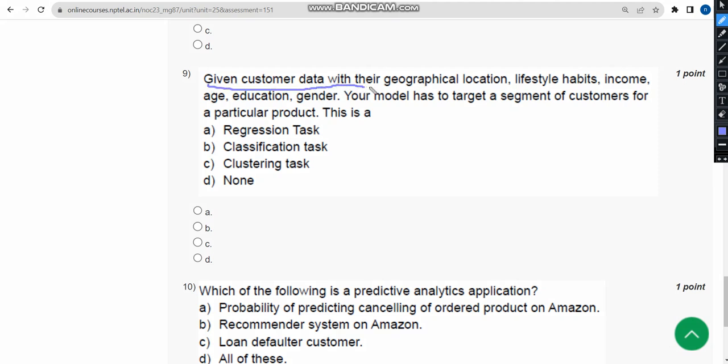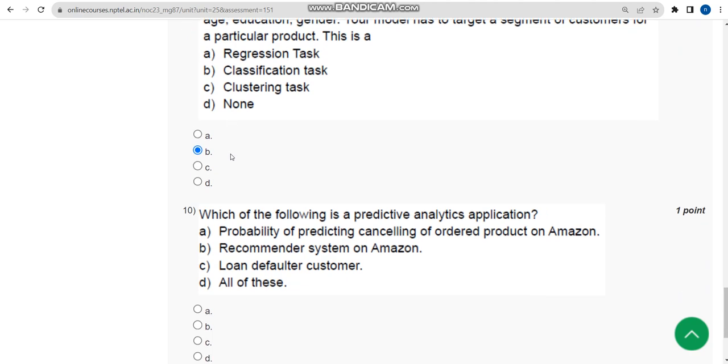Given customer data with their geographical location, lifestyle habits, income, age, education, gender, your model has to target a segment of customers for a particular product. So what is this? For the ninth question, the probable answer is option B, classification task. So I'm going with option B, guys. If you feel there should be any changes to be made to this solution, please give your opinion in the comment section. As per my view, these are the solutions, guys.